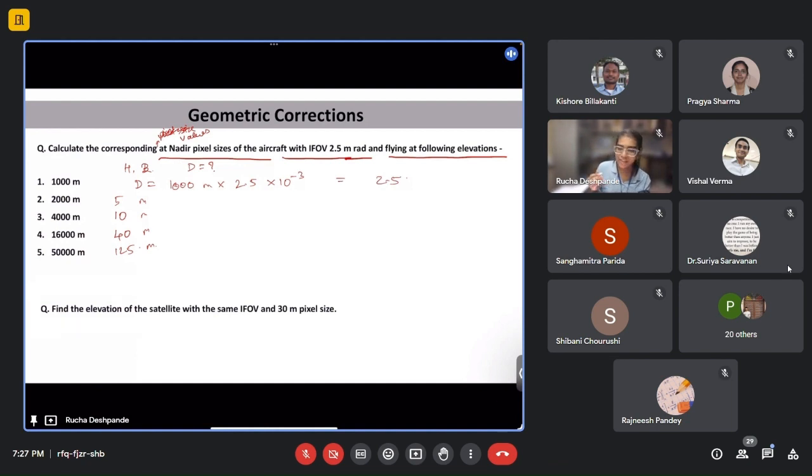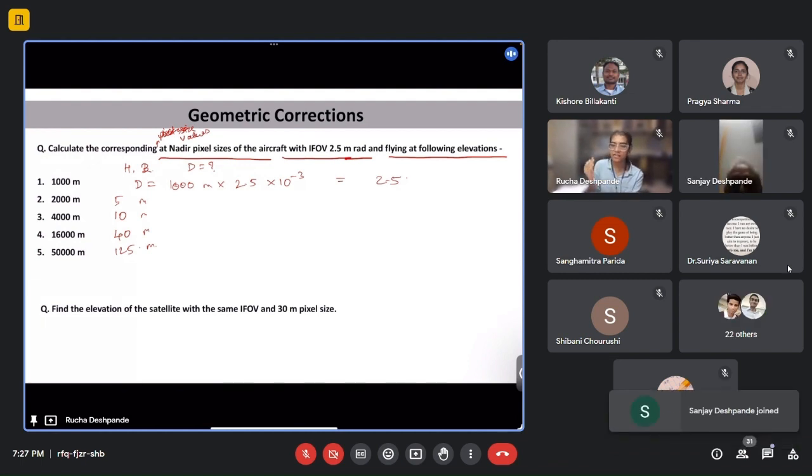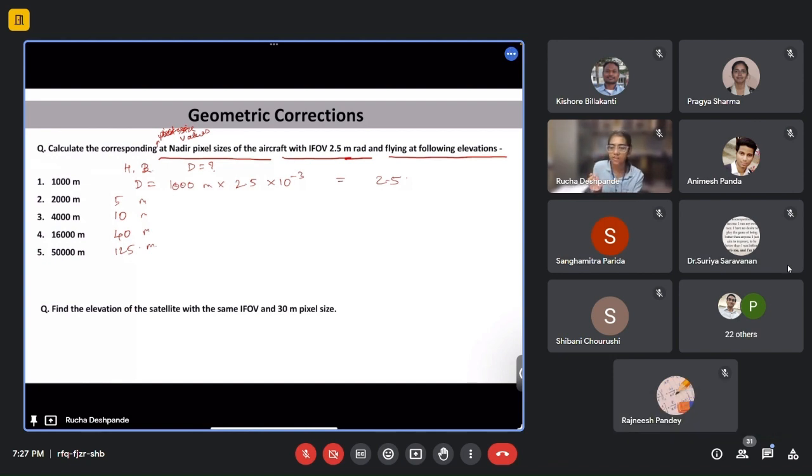Okay, so polar satellites, they generally fly at relatively lower elevations. And geostationary satellites, they are at a very high elevation. So geostationary satellites will have a lower spatial resolution, and polar satellites will have a higher spatial resolution if we assume that the IFOV is same. So find the elevation of the satellite with the same IFOV and 30-meter pixel size.